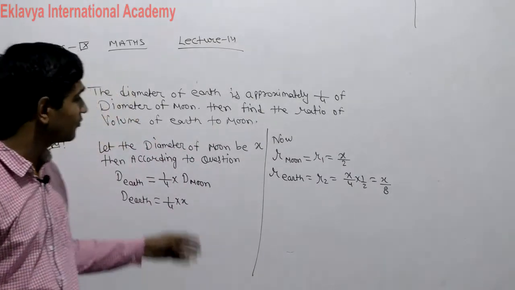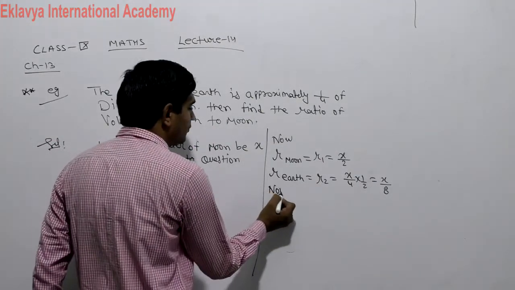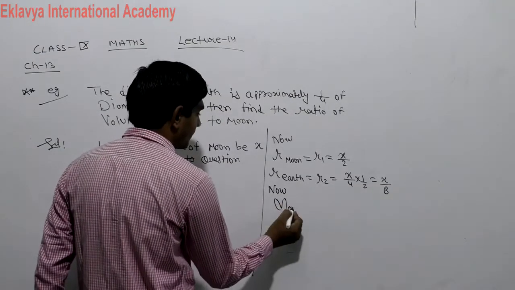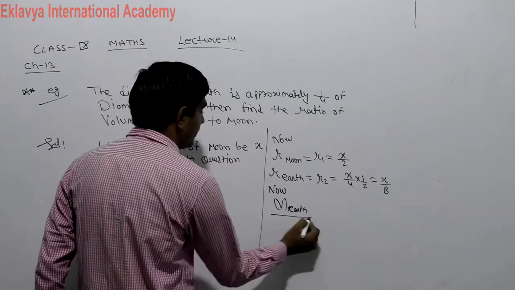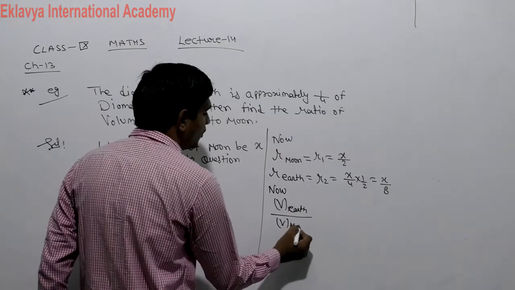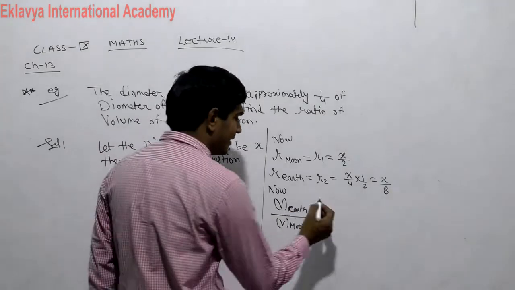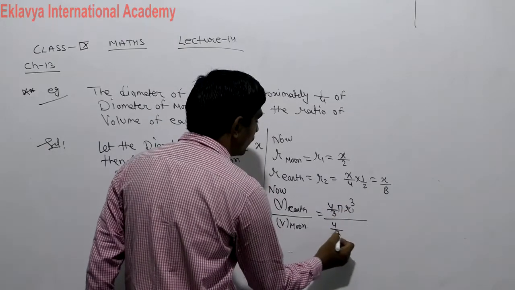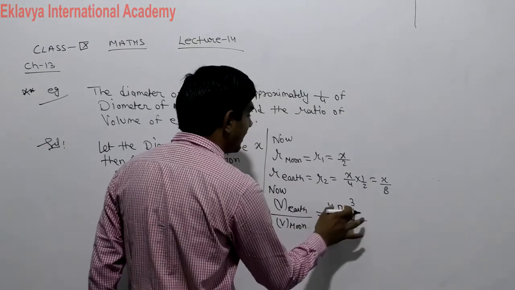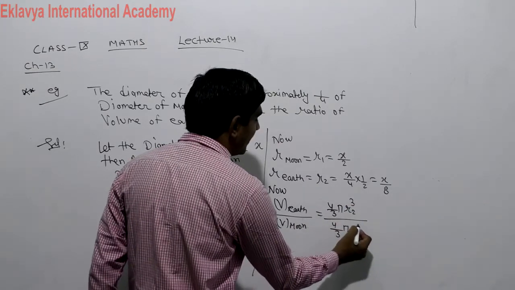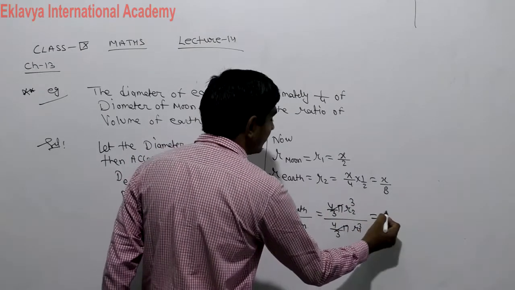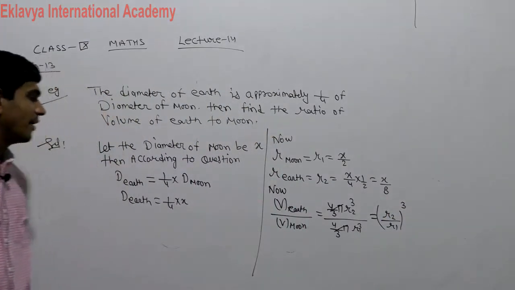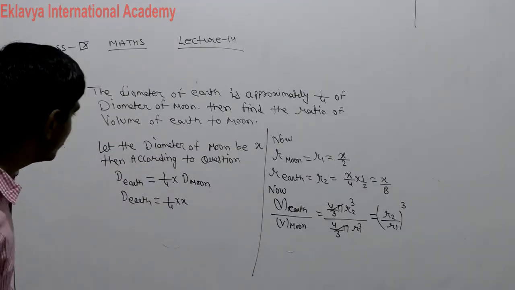Next, what do you have to calculate, students? Volume. Now volume of earth is divided by volume of moon. Both are in spherical shape. 4/3 pi r1 cube, 4/3 pi r2 cube for earth, and r1 cube for moon. 4 pi cancel. So (r2 upon r1) whole cube. Right? Now we will substitute the values.